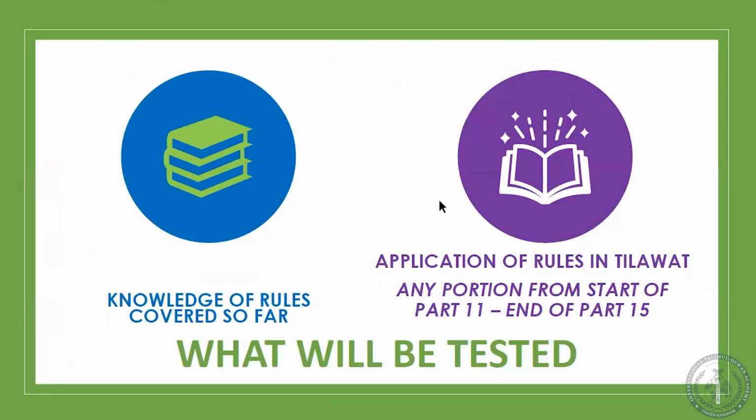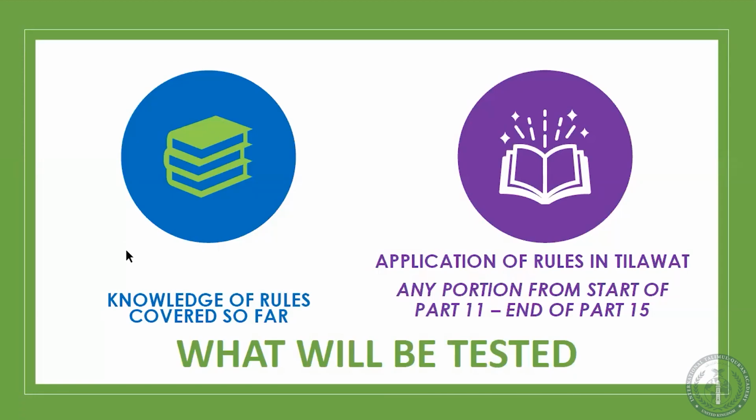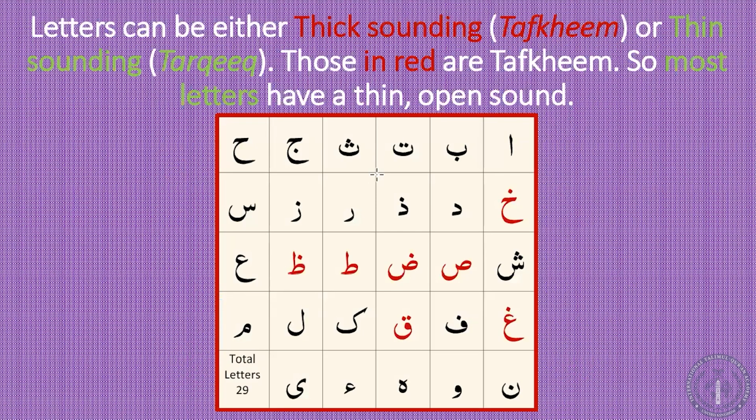What do you need to cover for your exam? Knowledge of rules covered so far, and application of rules in Tilawat, because it can be from any portion from the start of part 11 until the end of part 15. That's what you'll be tested on. The best way to get ready for this exam, like I said at the beginning, is to open the Holy Quran and start reading for a good 7 minutes and try to apply all the rules you've learned so far. Now we are going to have a quiz, so you can make notes of this, and then after that we'll have a quiz, okay?